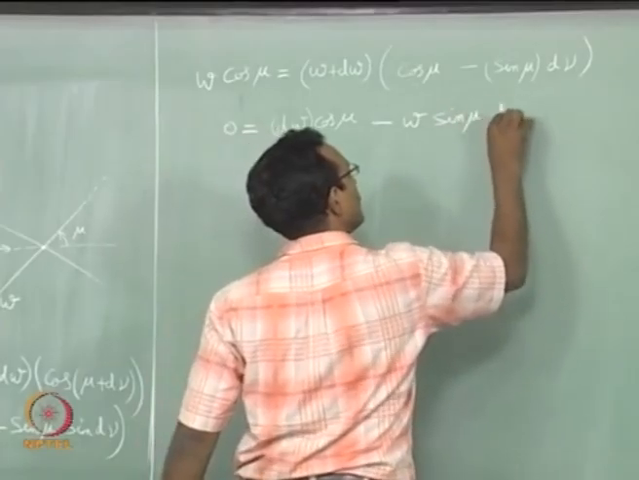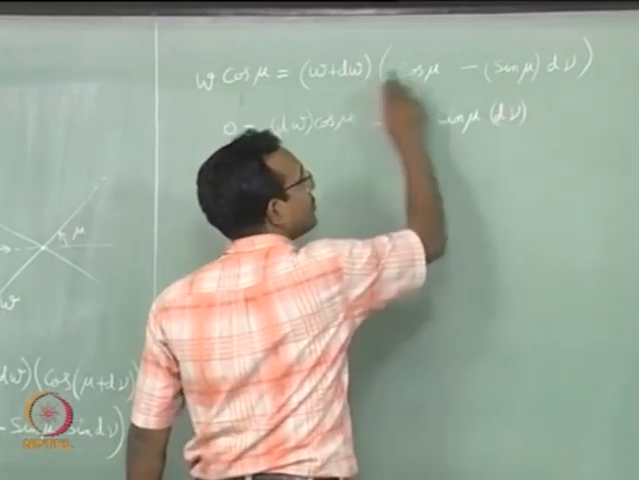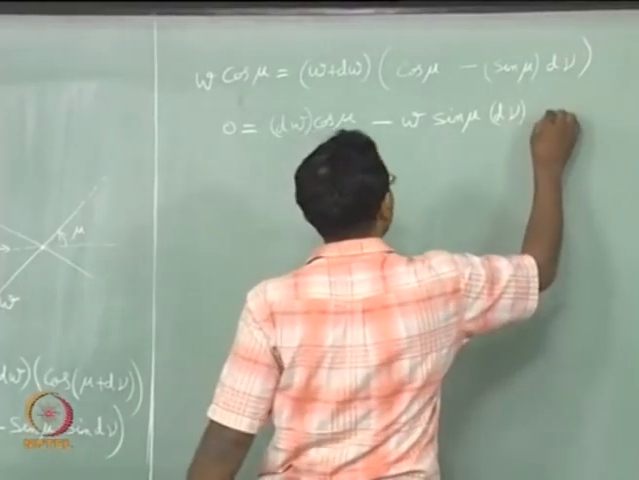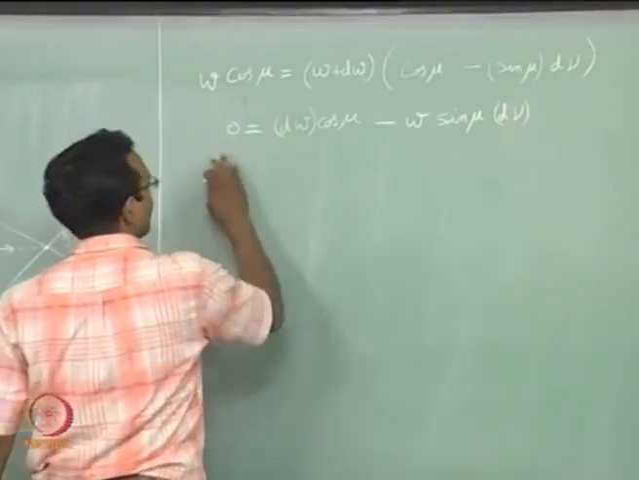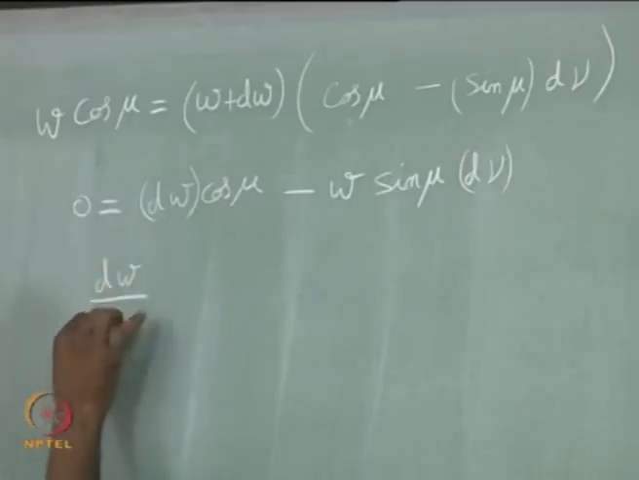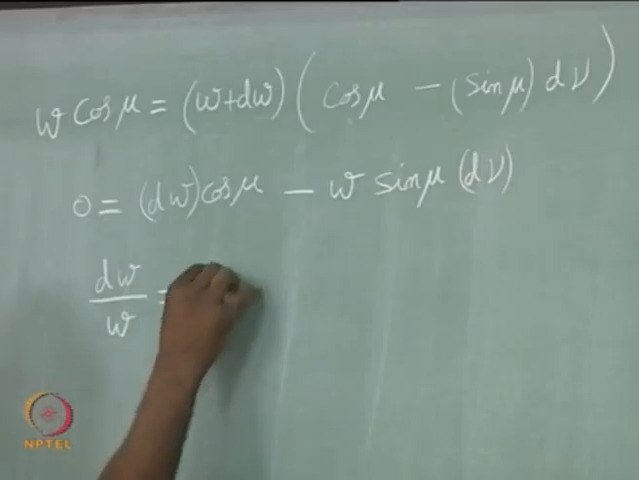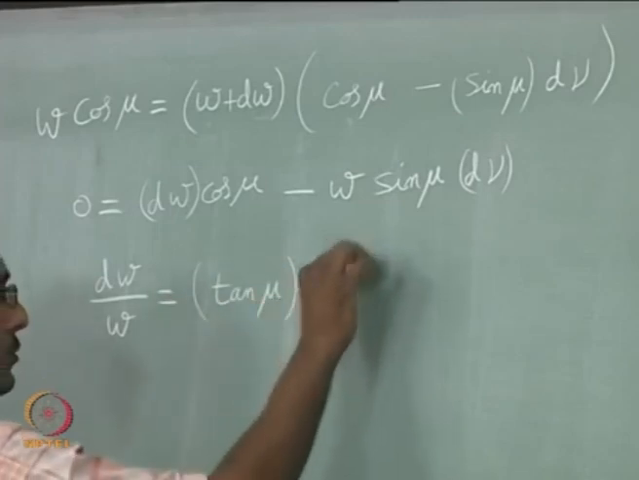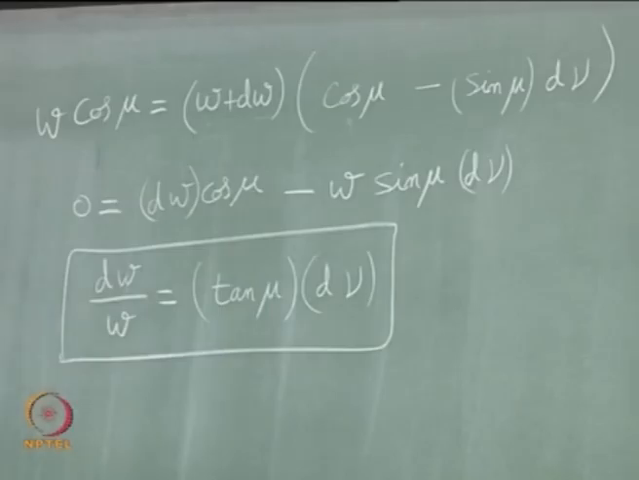w sin mu d nu, that is one term, and then the other term is dw times d nu, which I am going to say is too small, multiplication of two very small quantities, I will say that is very small. So, I have only this expression. Okay. Now, I will take one term to the other side and rearrange this, I will get dw by w is equal to, I have taken this term here and brought the w down here. So, it will become sin mu by cos mu, which is tan mu, times d nu. This is one relation. Okay.